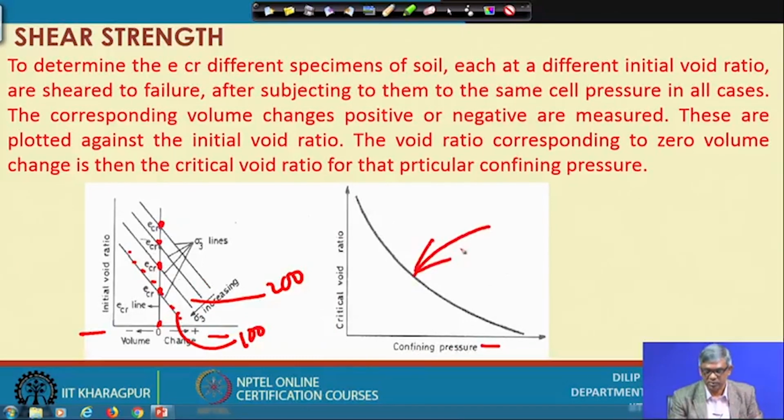So, critical void ratio is a very important term for sand, where we will not get any volume change. If the void ratio is lower than the critical void ratio, then dilation will be there, that means volume increase, and if the void ratio is greater than the critical void ratio, then on shearing the volume decrease will be there. So, that is the important observation that can be noted.